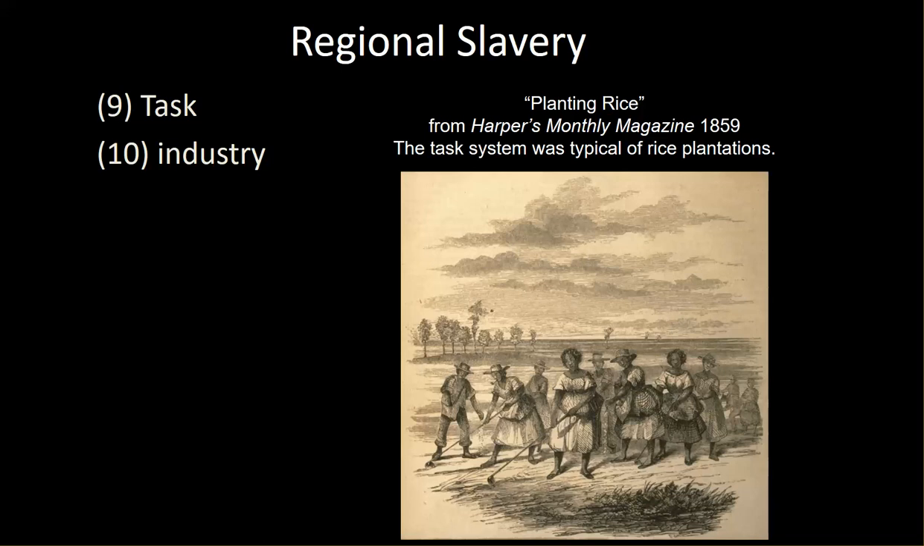Nearly half of Virginia's white families owned at least one slave in 1770. But tobacco plantations tended to be kind of small. Tobacco doesn't have economy of scale. Economy of scale means that the bigger your operation is, the more efficient that you can be. Tobacco planting doesn't do that. So plantations in the Chesapeake tended to be considerably smaller than sugar plantations or rice plantations.